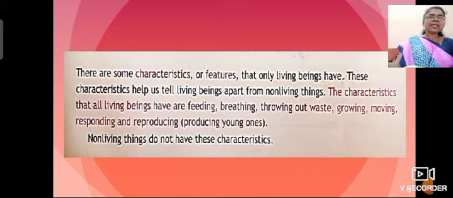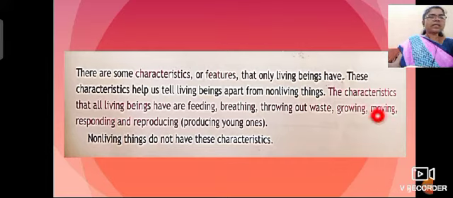Okay, let us see. The characteristics that all living beings have are feeding, breathing, throwing out waste, growing, moving, responding, and reproducing. Okay, producing young ones. That is called reproducing. Non-living things do not have these characteristics.